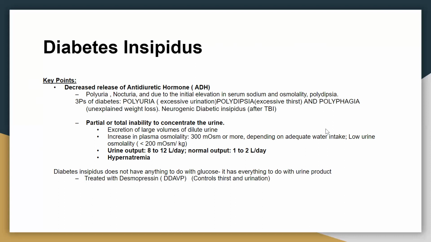Also, there's neurogenic diabetes insipidus that is usually caused after a patient has had a traumatic brain injury. The urine output is going to be greater also, and this is another sign that diabetes is setting in. And there is also going to be excess sodium in the blood, or in the urine, I'm sorry, and it's going to be hypernatremia. And the osmolality is also going to be affected by this.